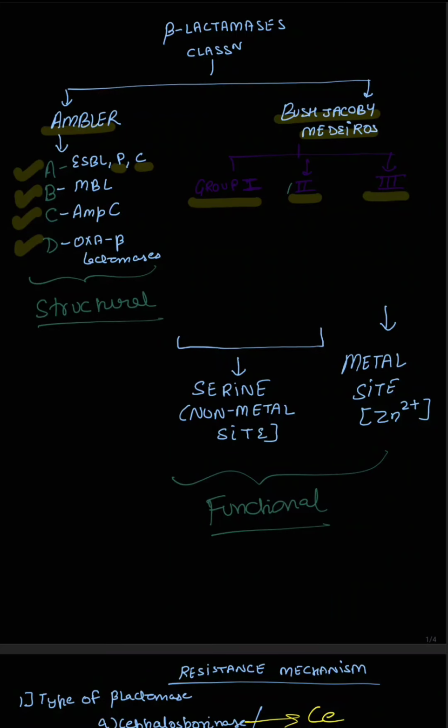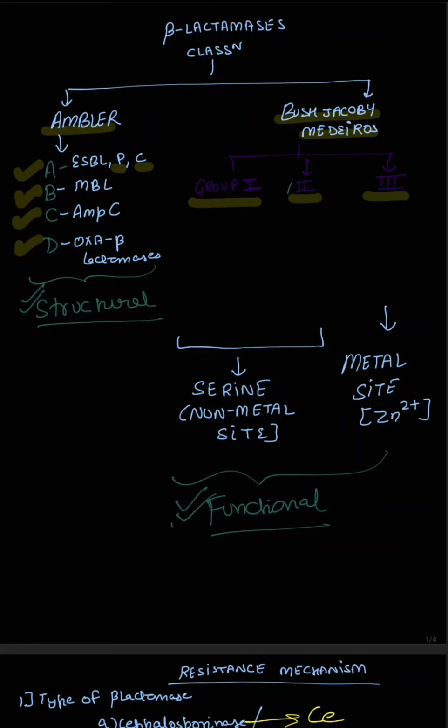So today we will be discussing beta lactamase classification. Beta lactamase classification is broadly classified into Ambler and Bush-Jacoby classification. So what was the need of two classifications? Simple, because the Ambler classification was structural based, whereas Bush-Jacoby was more advanced, it was functional based.